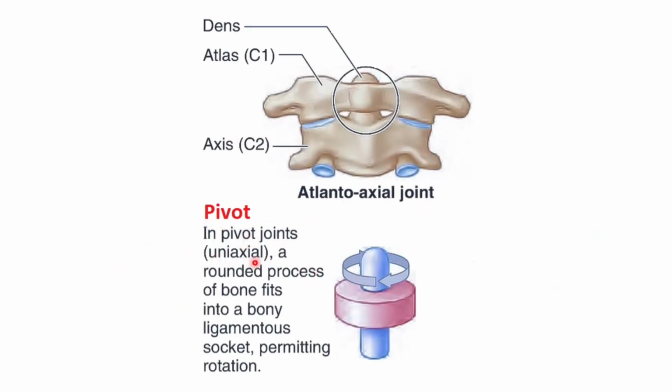In pivot joints, a uniaxial rounded process of bone fits into a bony ligamentous socket permitting rotation. Here you could see this. This is, you could say, a sort of socket, and this is a rounded process of bone. It is fitting into that, and that permits rotation.